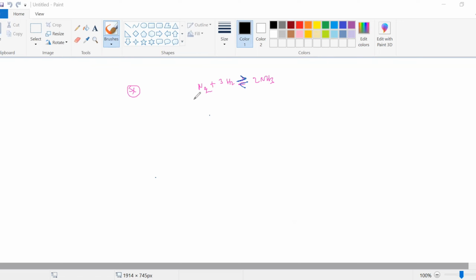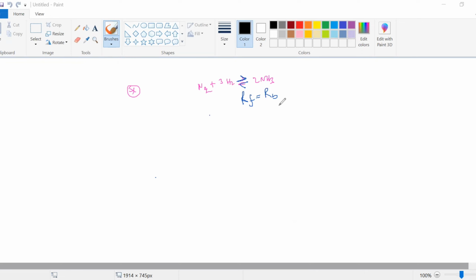Now see, a reversible reaction at equilibrium will continue to be at equilibrium till the time the rate of the forward direction is equal to the rate of the backward direction. Is it clear? Till the time the rate of the forward direction is equal to the rate of the backward direction, it will continue to be at equilibrium.